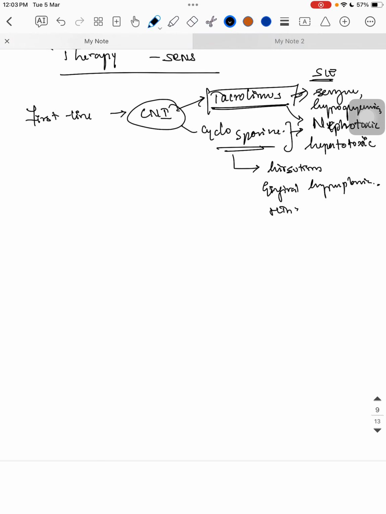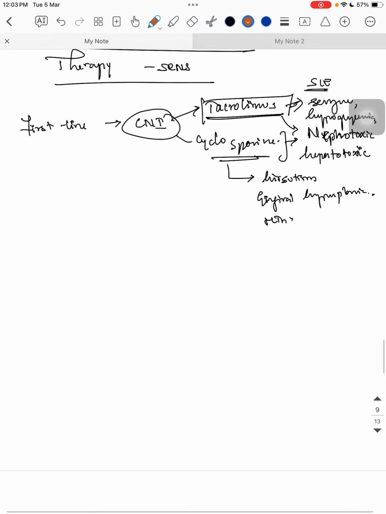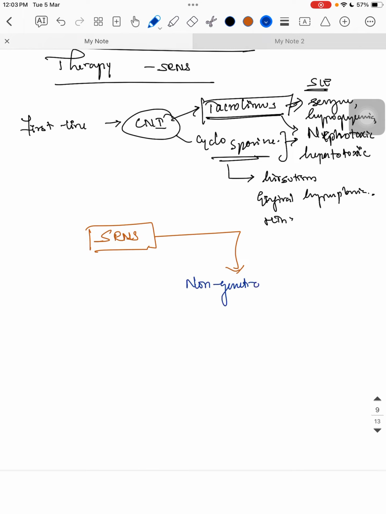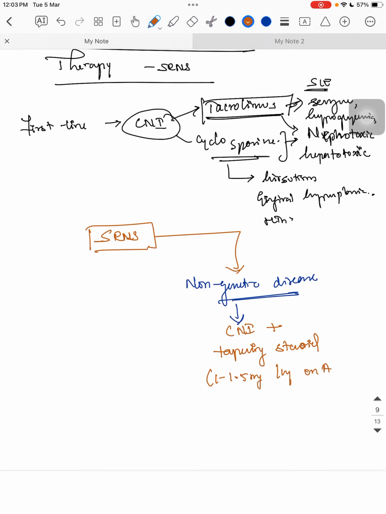First, you do a basic evaluation, genetic testing, everything in a child with steroid resistant nephrotic syndrome. After that, if you find the child to have a non-genetic disease, then you start the child on calcineurin inhibitors along with a tapering dose of steroid. In the tapering dose of steroid, you give the child 1 to 1.5 mg per kg on alternate days for about 4 to 6 weeks, and this steroid is tapered over 6 to 9 months.